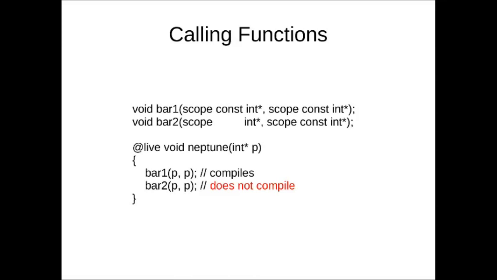Calling functions also enforces the rule that constant pointers cannot coexist with mutable pointers. In this example, function bar1 accepts all constant pointers that borrow, so we can pass owner pointer p to them. Function bar2 accepts a mutable pointer and a constant pointer, so passing the same pointer for both parameters results in an error.